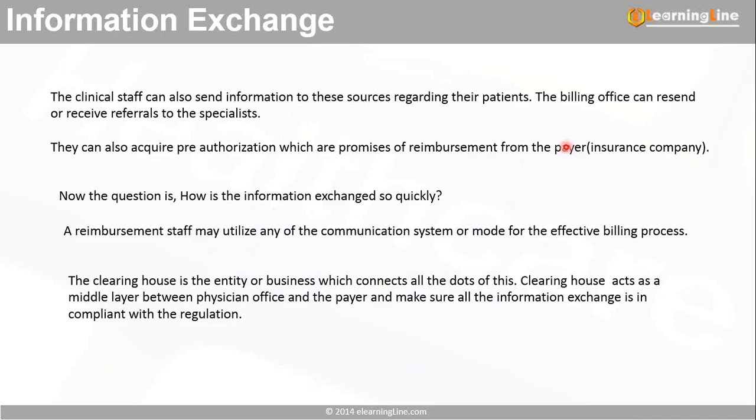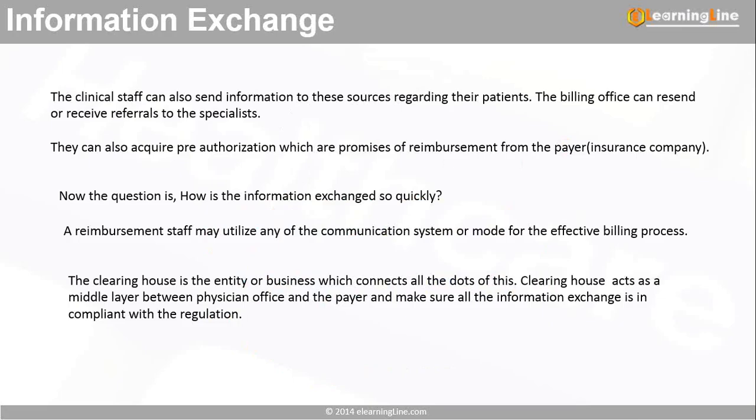Now we are talking about clinical staff who can also send information to these sources regarding their patients. The billing office can resend or receive referrals to specialists. These are some of the data exchange examples we see over here. Now then you have, they can also acquire pre-authorization, which are promises of reimbursement from the payer.